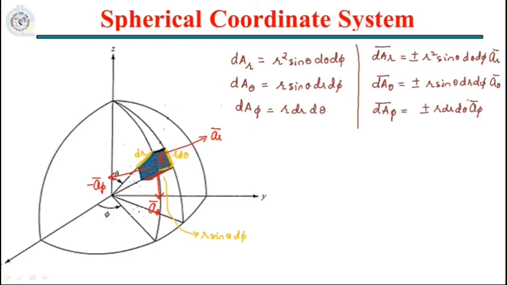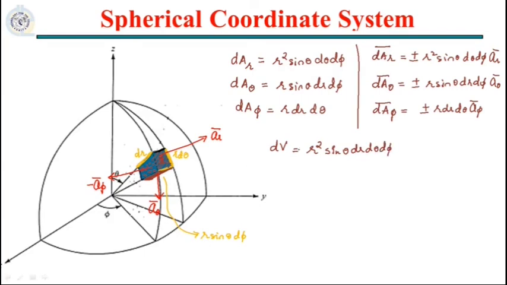Now, having done the differential areas and knowing the differential lengths as well, it's time for us to define the differential volume. The differential volume is the product of the three differential lengths. So what are the lengths that we have? dr, r d theta and r sine theta d phi. So the product of these will be r square sine theta dr d theta d phi.